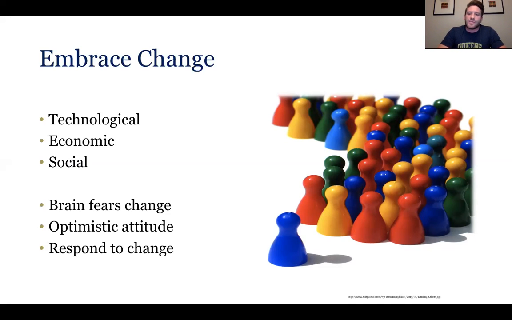And then how you respond to change, like I said before, being optimistic, not pessimistic, understanding that change happens for a reason. It can be positive change, it can be negative change, but it is always showing you that your organization is moving forward. So looking at change as an opportunity for you to grow, I think is always the best way.